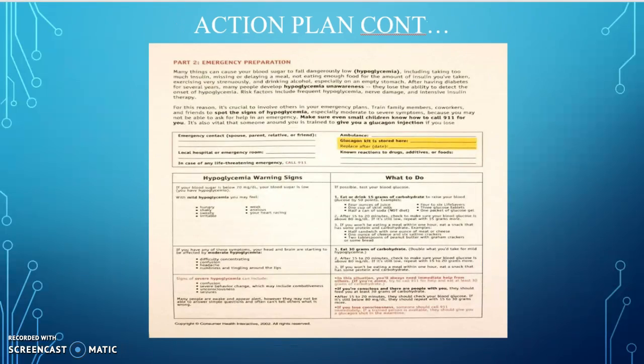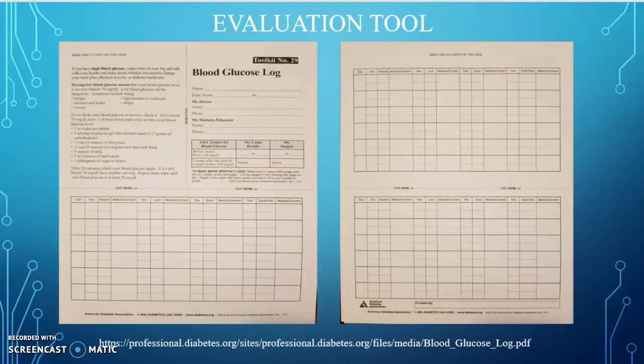The second page is an emergency preparation plan. It focuses on emergency contact information, glucose kits, known drug allergies, hypoglycemia warnings, and what to do in case of hypoglycemia, like when and how to self-treat or when to call 911. This form is for the patient to fill out so the healthcare provider can keep track of the patient's health trends like blood glucose levels or how compliant the patient is being with their action or treatment plan. From here, the provider can determine if changes need to be made in the action plan.